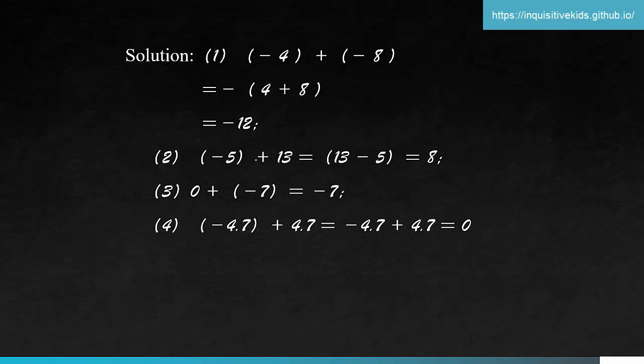And here, these two are different symbols. We're going to see their absolute values, and 13 has a bigger absolute value, so we're going to use 13's sign, which is positive, and then we're going to subtract 5 from 13, which gives us 8. And then here we have 0 plus negative 7. Anything plus 0 is always itself, so the answer will be negative 7. And here we have negative 4.7 plus 4.7. We also learned that if the numbers are each other's additive inverse, then it's going to be 0.